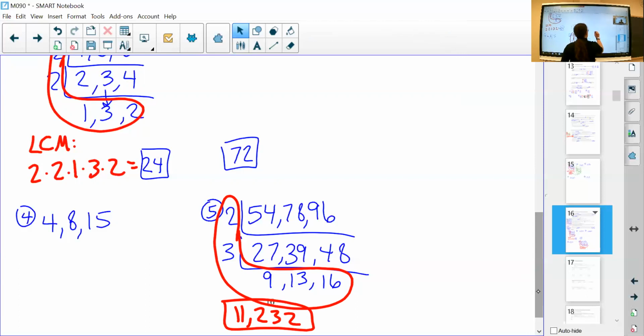Give you one more example. Let's go ahead and do 12, 15, and 20. 12, 15, and 20. And I'll let you do that on your own.